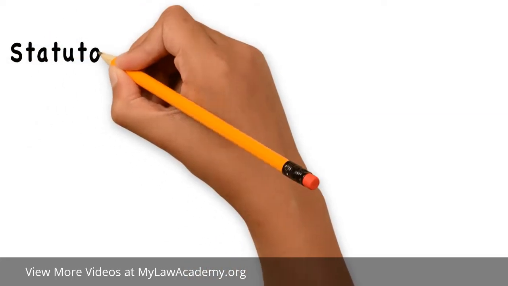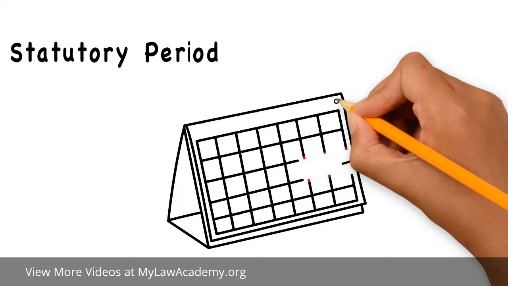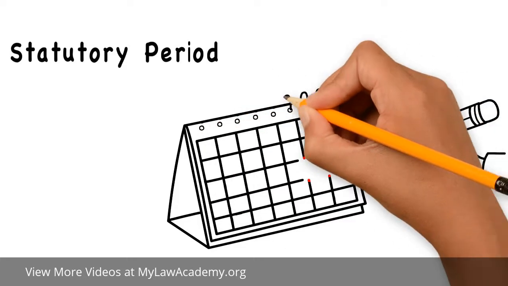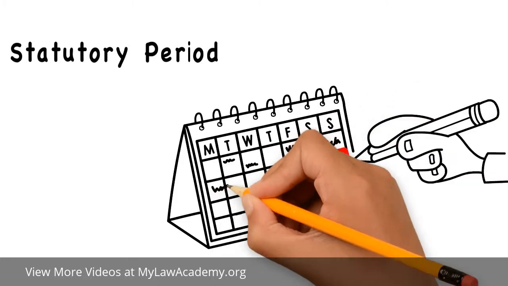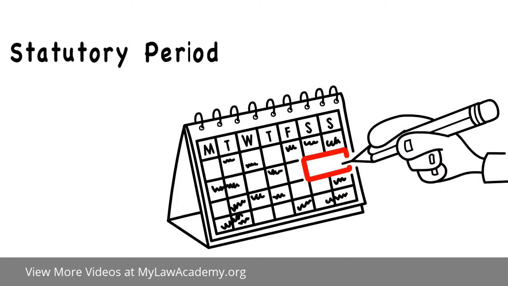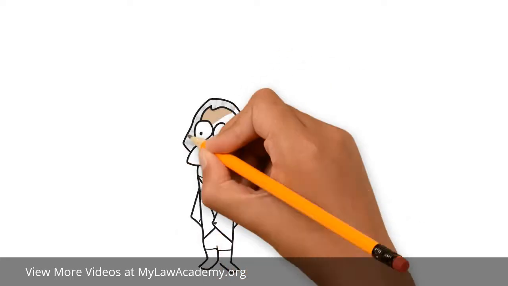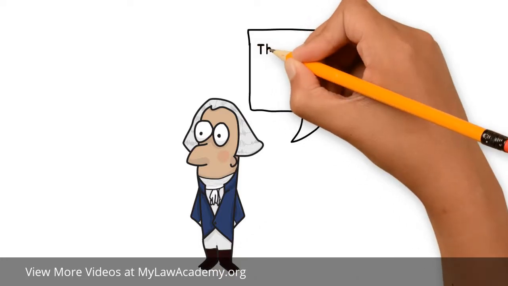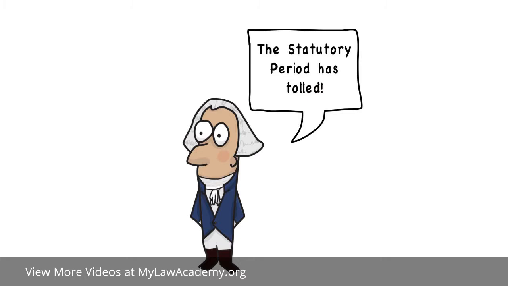Here's how it works. The amount of time it takes someone to assume a true owner's property by adverse possession is called the statute of limitation. Depending on the jurisdiction, it may be 10, 15, or 20 years. When or if that 10, 15, or 20-year mark is reached, we say that the statute of limitation has tolled. Just an old school word for expired.